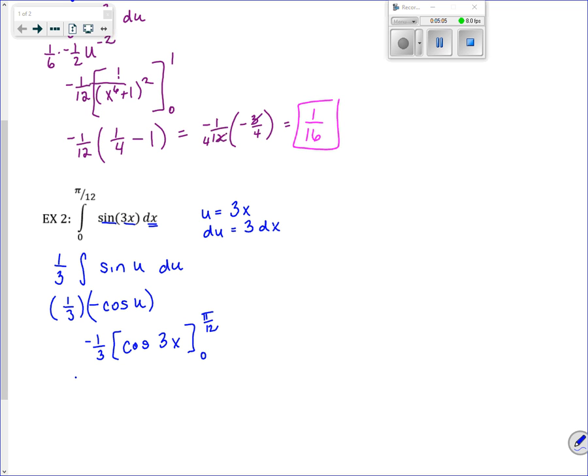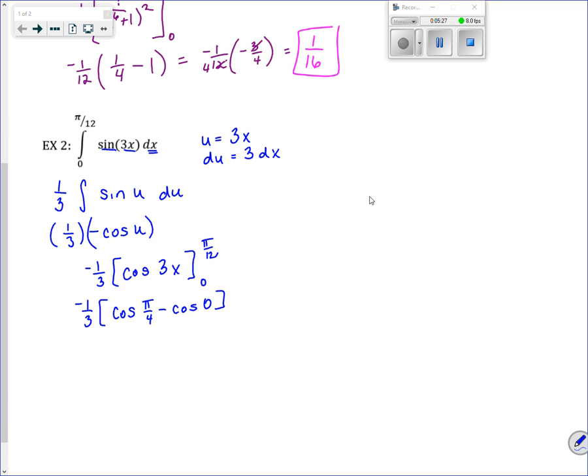Now let's do it. I have negative 1/3. I'm going to go ahead and write this one out so you can see what I'm doing. That would be the cosine of 3 times pi over 12. Wouldn't that be pi over 4? Minus the cosine of 0. Yes. So I would have negative 1/3. Cosine of pi over 4 is square root 2 over 2. The cosine of 0 is 1. And I'm done.